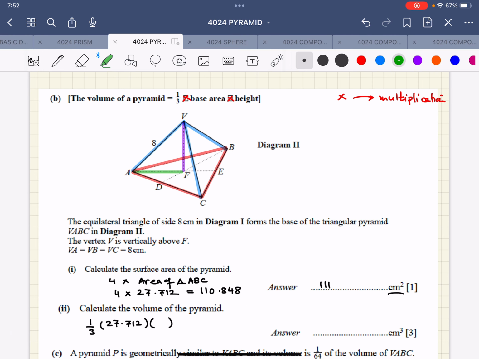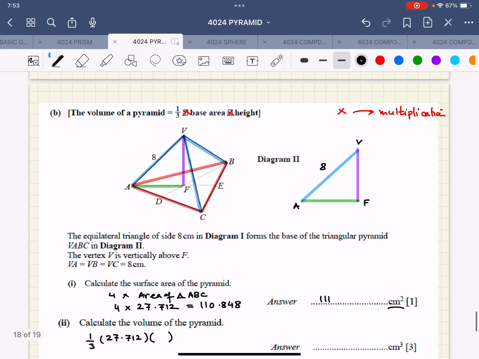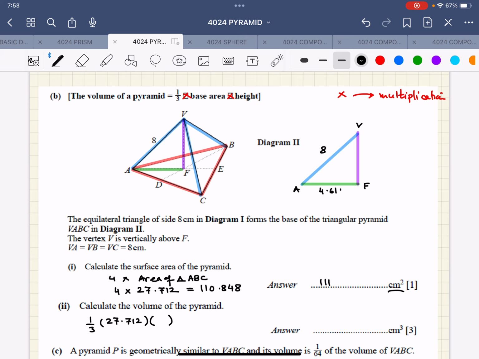So let me draw it like this. Let me draw the purple thing over here and then this blue thing over here. So we have this thing as 8. This is V. This is F. This is A. This is how much? 4.6189. And I'm interested in finding the perpendicular height.